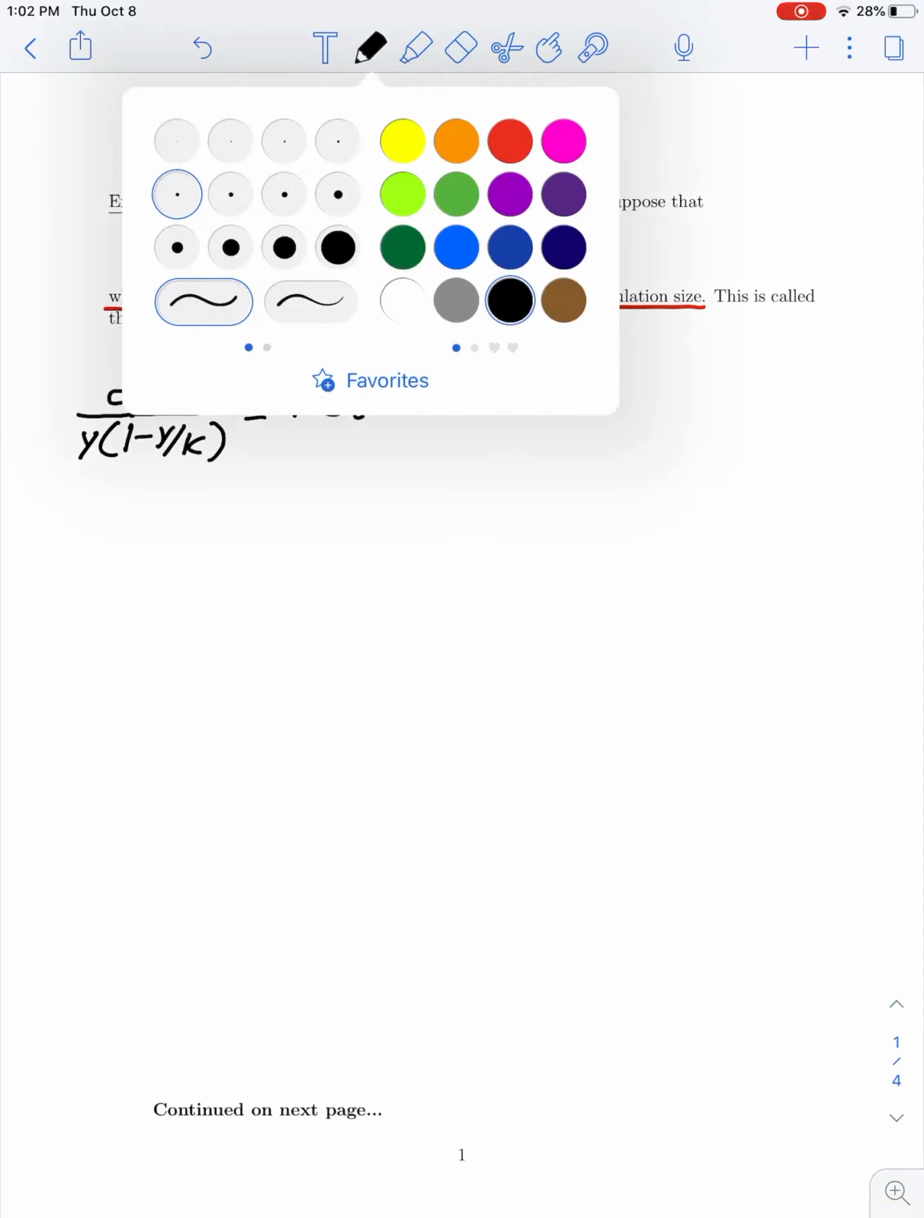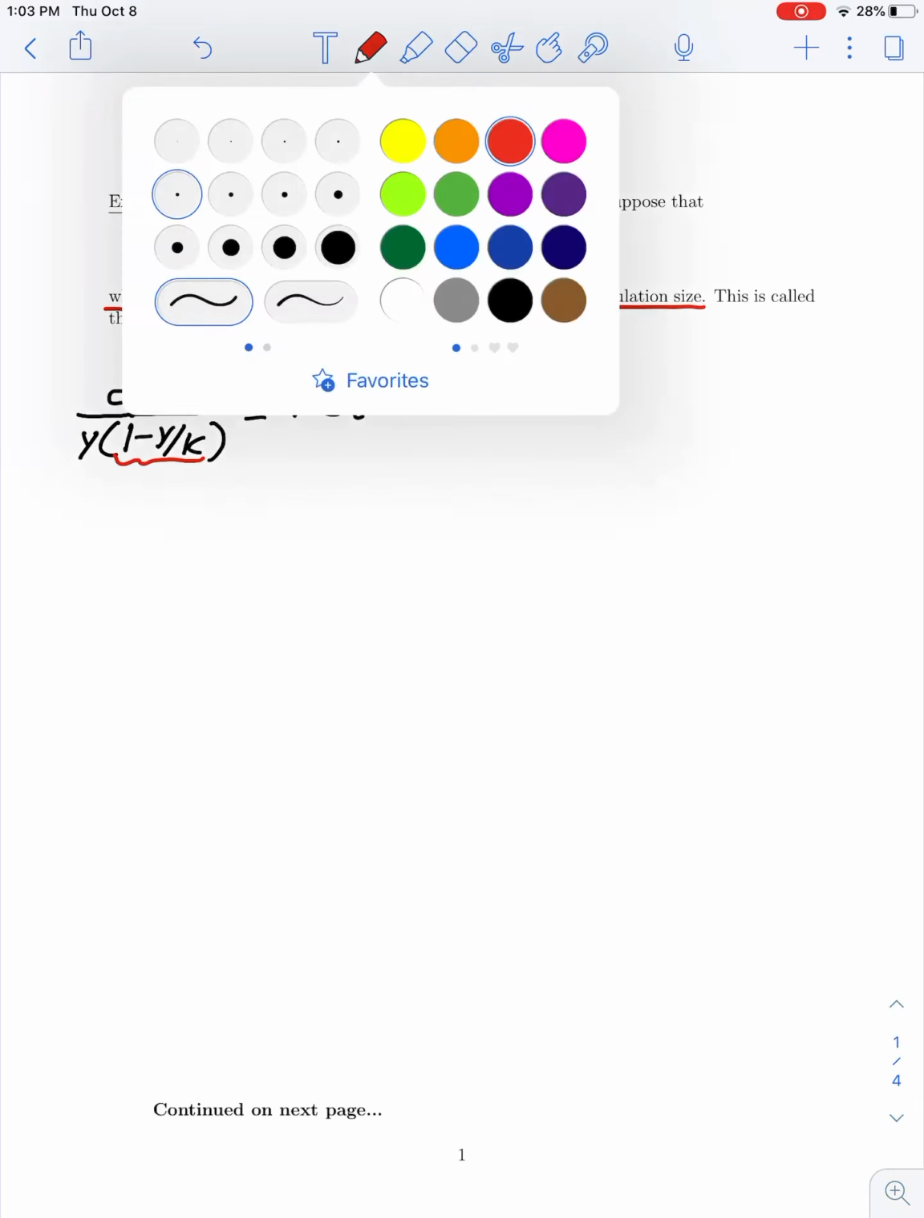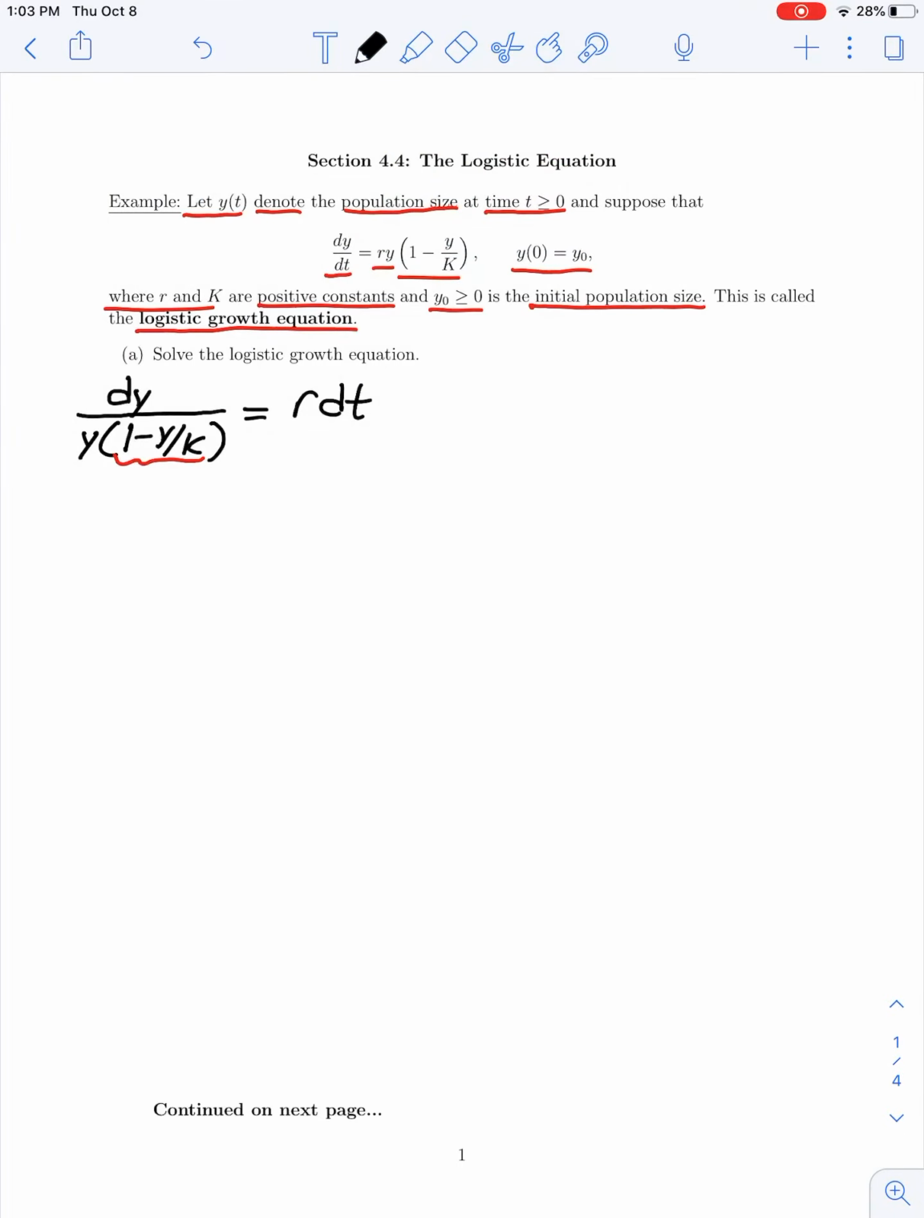Now, one thing I don't especially like here is the fact that on this left-hand side I have a compound fraction, that is a fraction within a fraction, in my denominator. So to eliminate that fraction within the denominator, I'm going to multiply the top and bottom of this expression by k. So I would have k over y times k minus y dy, and that's equal to r dt. So just rewriting that expression on the left-hand side.